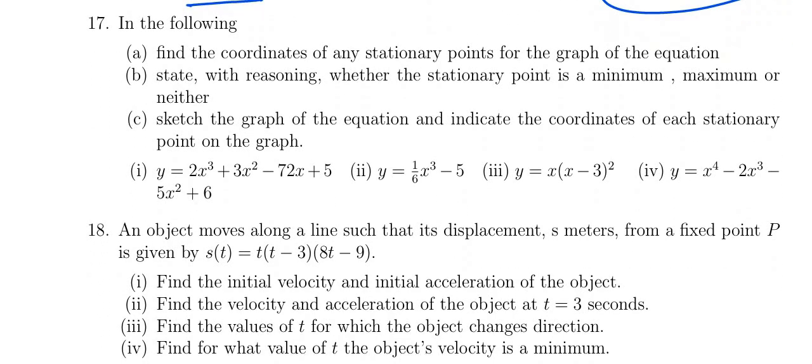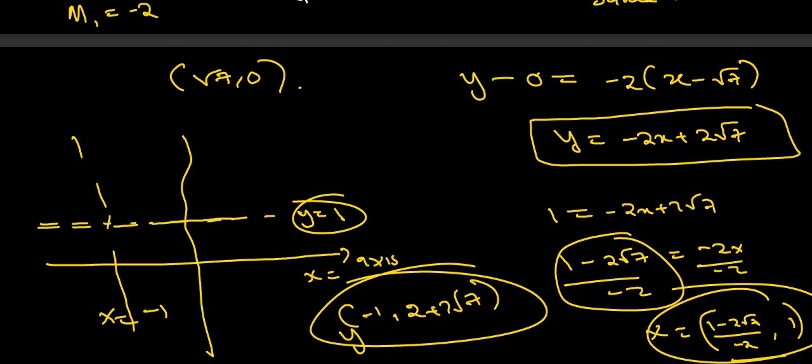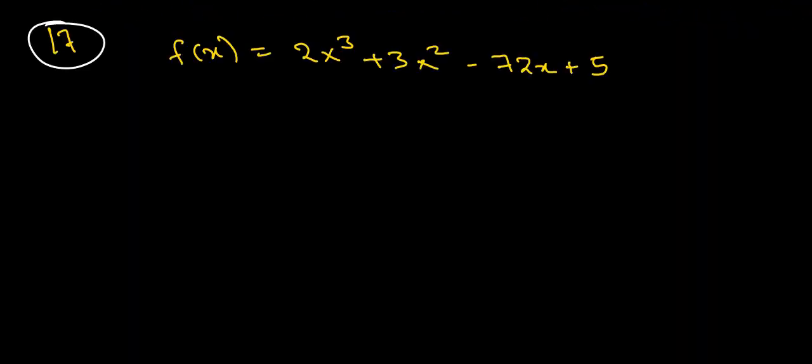Look at number 17. In the following, find the coordinates of the stationary points, the maximum, the minimum, the inflection. Then we should be able to sketch. As well, I'll just do question 1 here so you get the idea of stationary points. The first thing is to differentiate it, so get the dy dx.